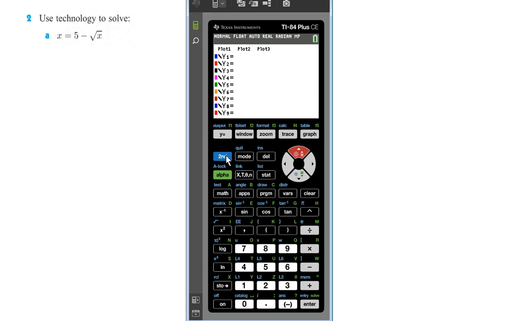So, we will do y equals, first one's going to be x, and then the second equation is 5 minus the square root of x. Okay, so we should now just be able to push graph. There's the line x, and then we're going to have 5 minus the square root of x is this line right here. So all we got to do is find that intersection point there.